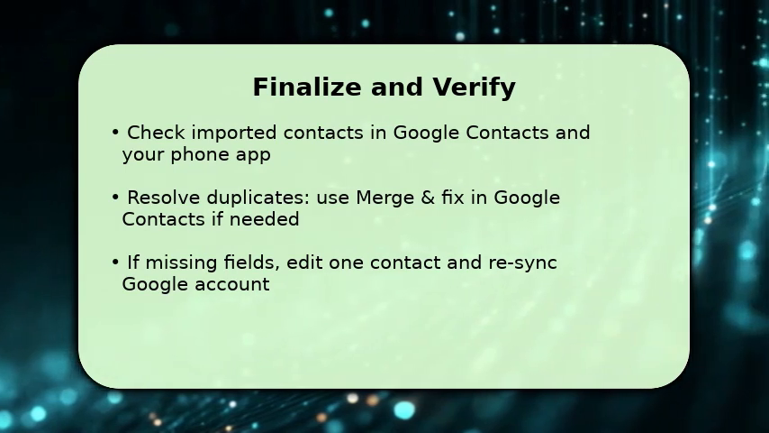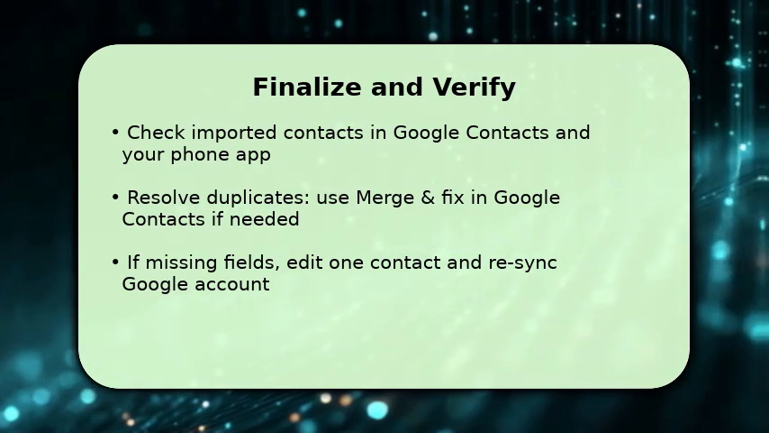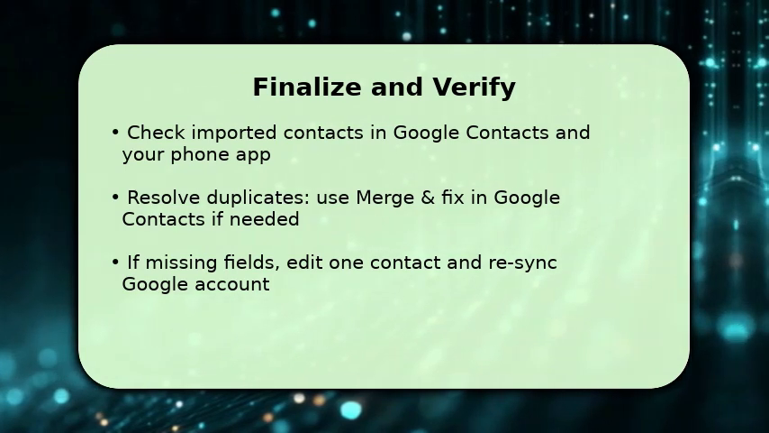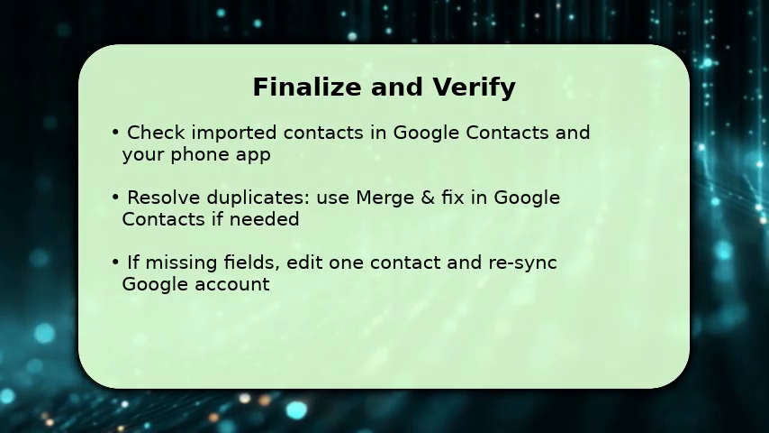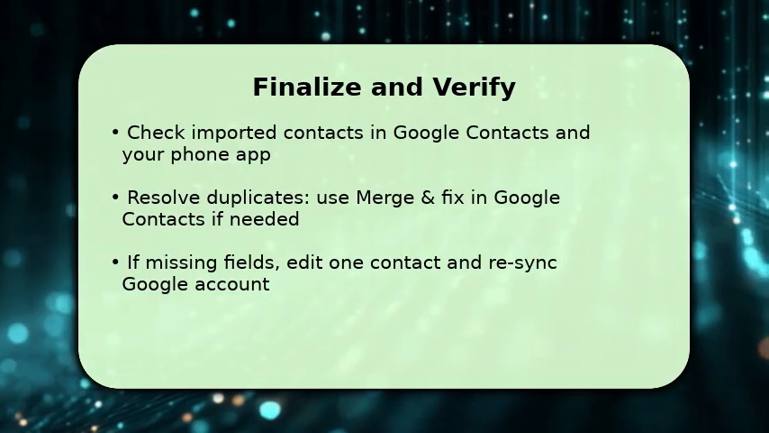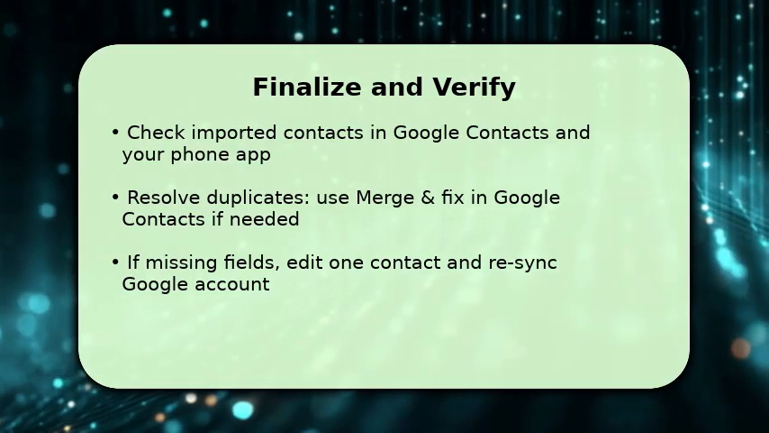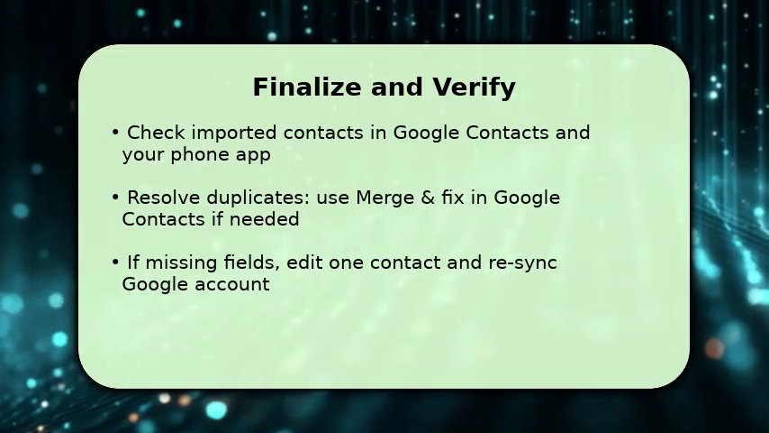Open Google Contacts and your phone's Contacts app to confirm names, numbers, and emails imported correctly. Make sure the Google account is selected as default for new contacts. If you see duplicates, use Merge and Fix in Google Contacts to combine entries.